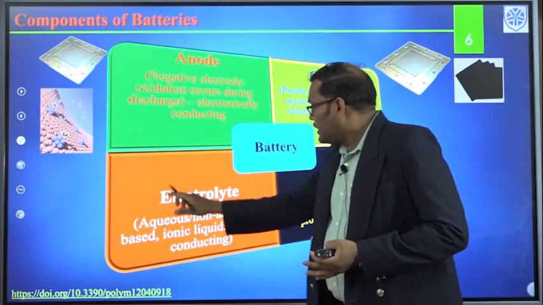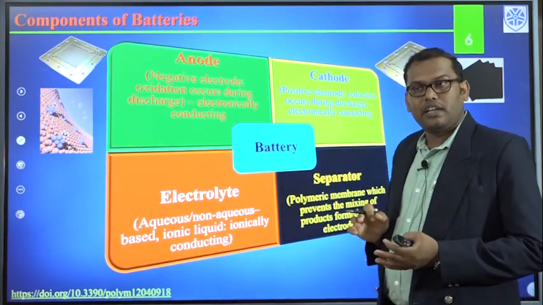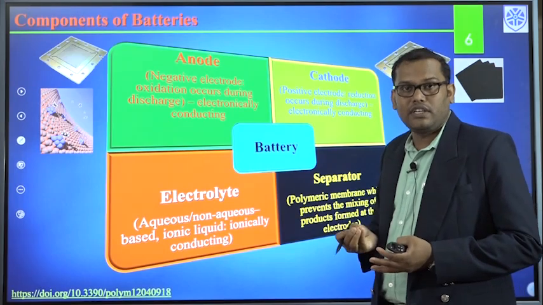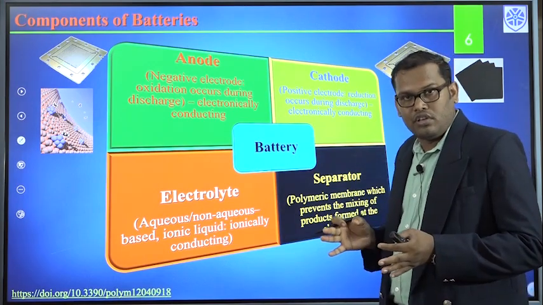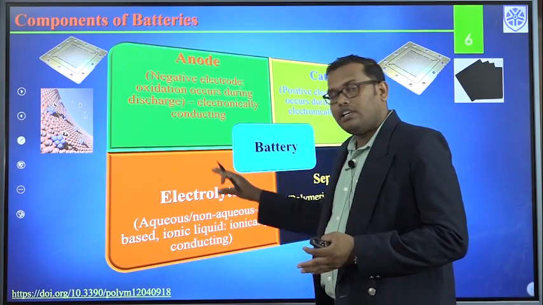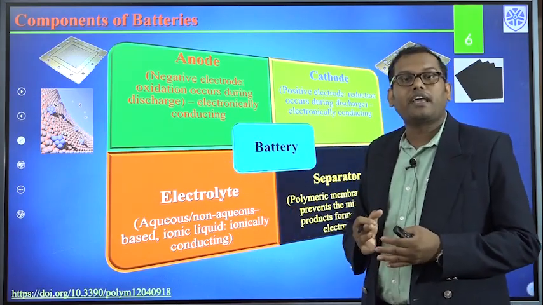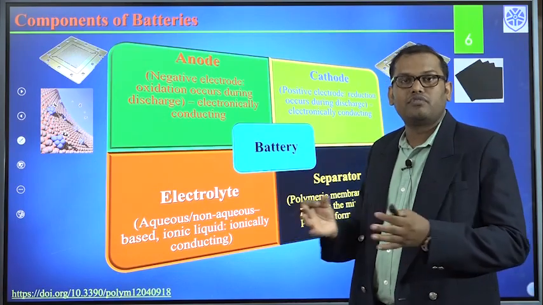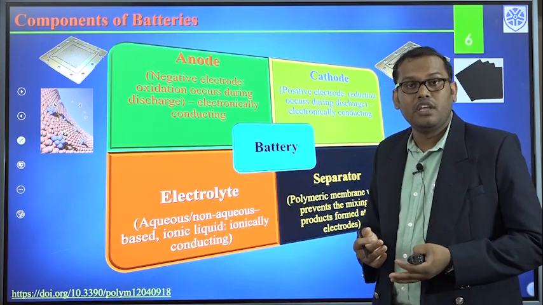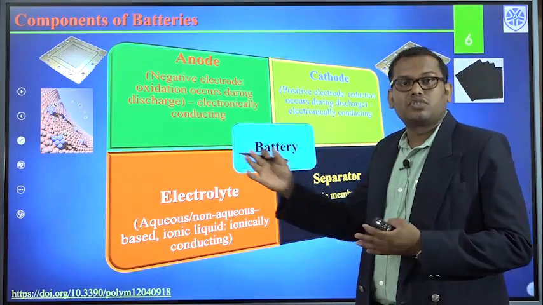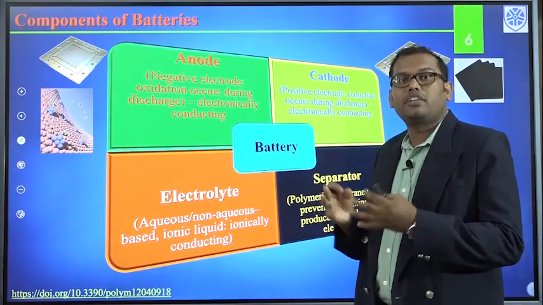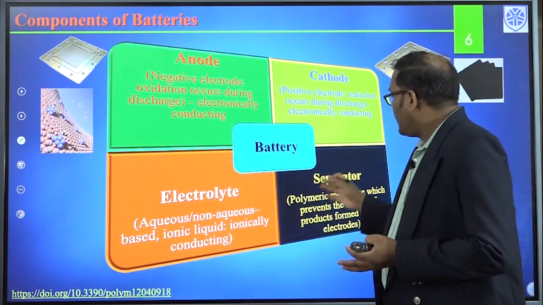The next one is the electrolyte. What is the role of the electrolyte? It is where the free ions are, and it sits in between the two electrodes. The electrolyte should have very high ionic conductivity, where the ions can move faster. The mobility of the ions should be very high, so that anions can go to the anode and cations can go to the cathode. So there should be ionic mobility inside the cell, and you need a separator.